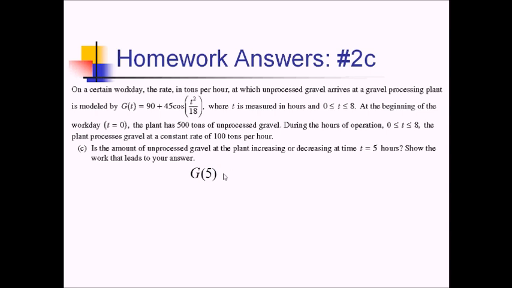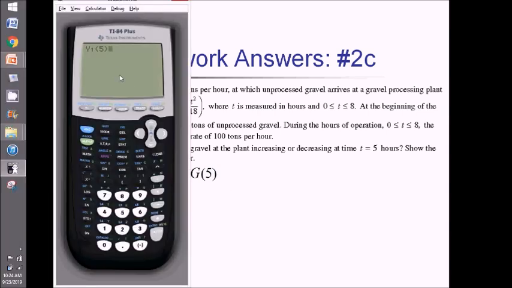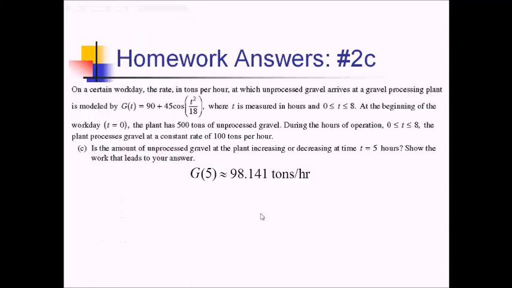So looking to find g of 5, and we're going to go to the calculator for this. On my calculator, I again stored g as y1. So y1, open a parentheses and plug 5 in, gives us about 98 and change, 98.141. And that's tons per hour again.